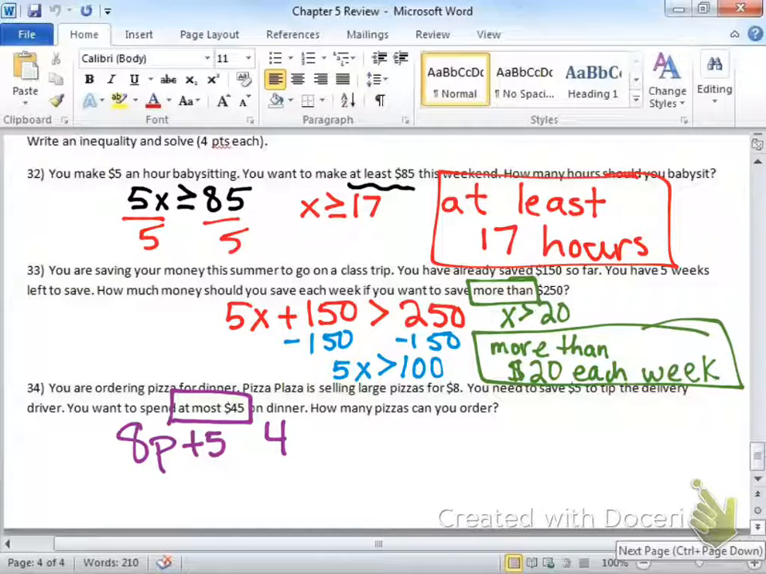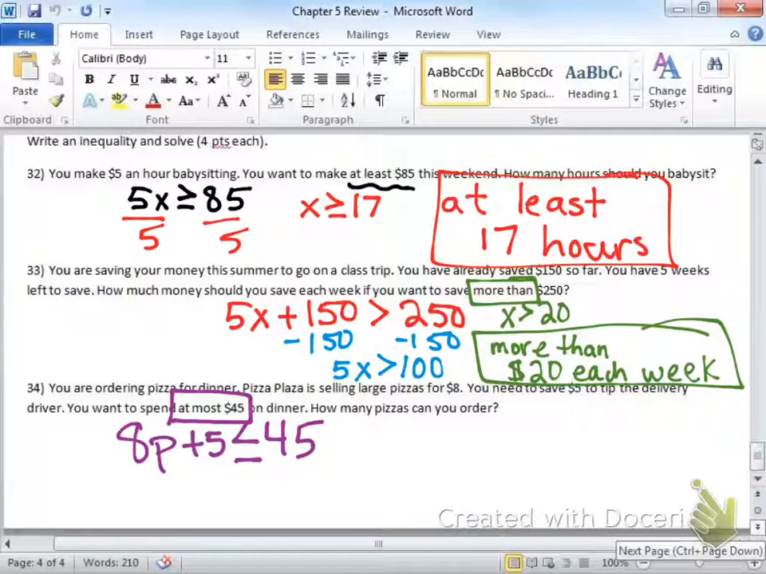Hold on. Do you want to pay more than 45 or less than 45? What is it? Less. At most. So the highest you want it to be is $45, right? So you want your total to be less than or equal to $45. I know it's very tricky. Just think, if you spent more than $45, that wouldn't be good, right? If you want to spend at most.